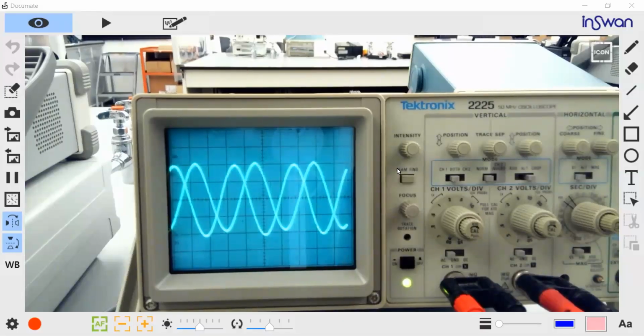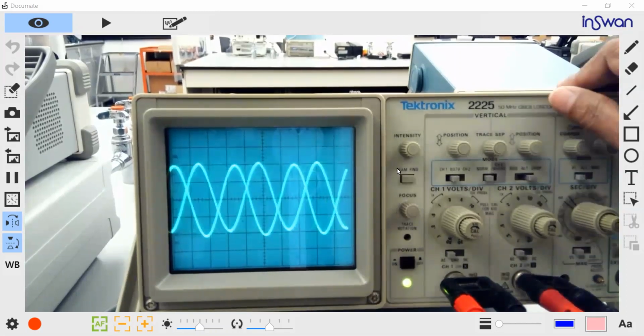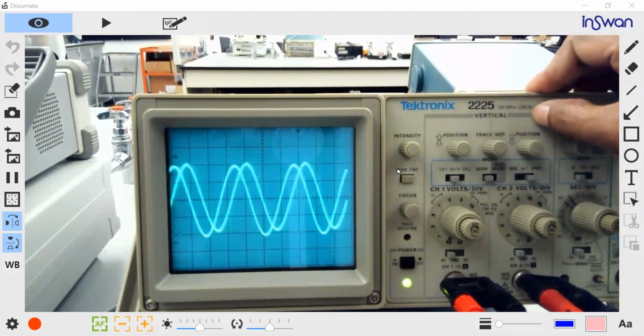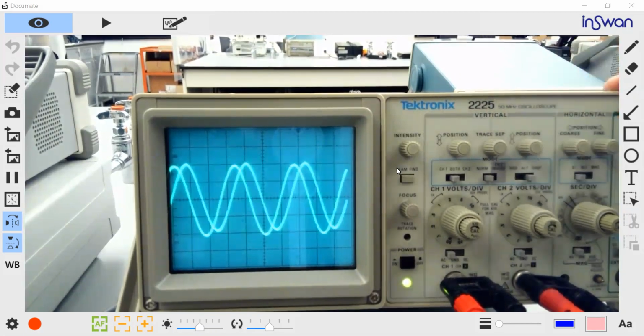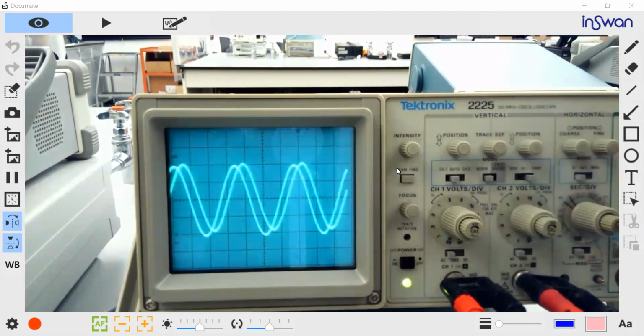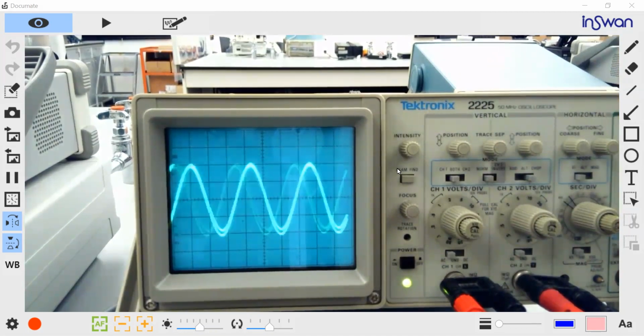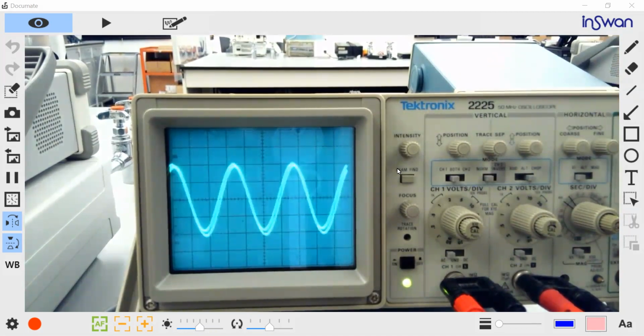Okay, so this is an introduction to the oscilloscope. We usually use the analog oscilloscope in our laboratory. In this video, I'm going to show you the buttons, which buttons are useful when you use the oscilloscope, and how to handle those. That will be basically an introduction to the oscilloscope.